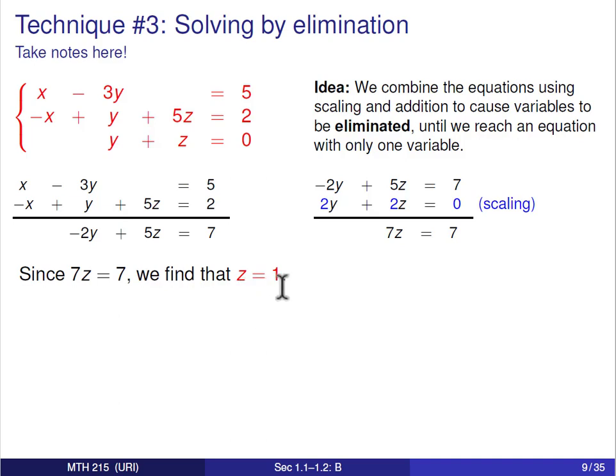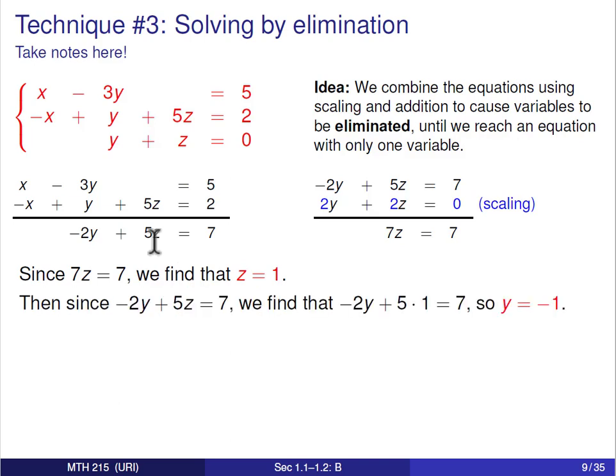Now, if we were to go back to the previous equation, we had negative 2y plus 5z equals 7. Knowing now that z is equal to 1, I can substitute 1 in for z. Negative 2y plus 5 times 1 is equal to 7. If I subtract 5 from both sides, I'll get negative 2y is equal to positive 2. And dividing through by negative 2 gives me y equals negative 1.